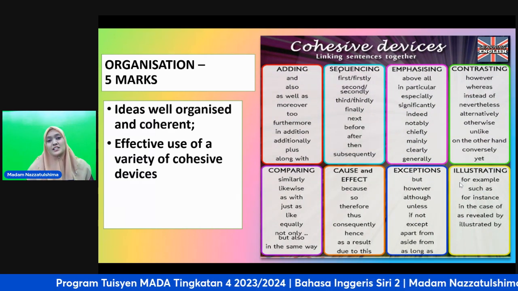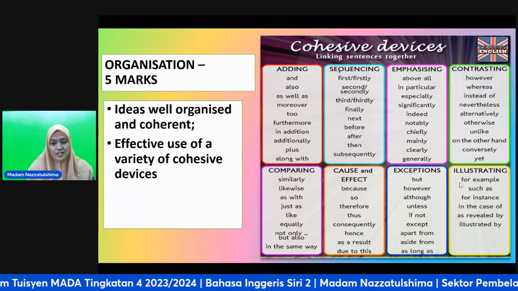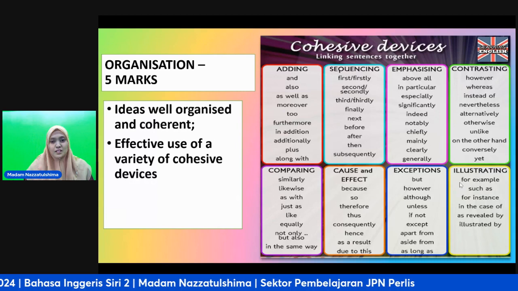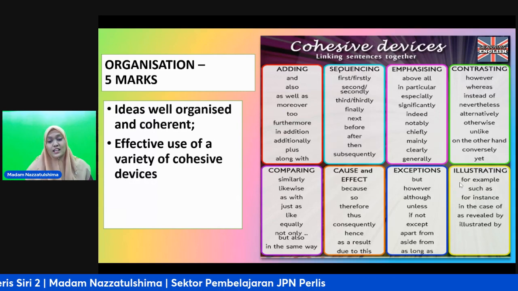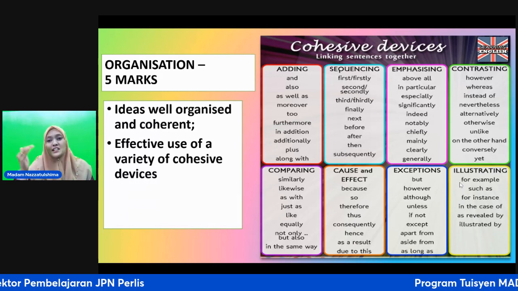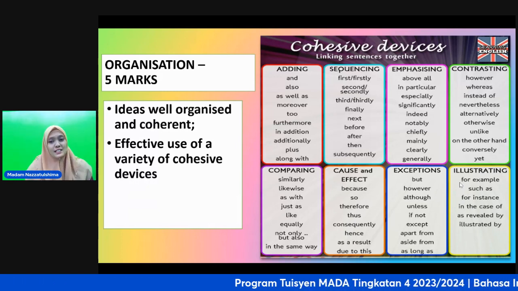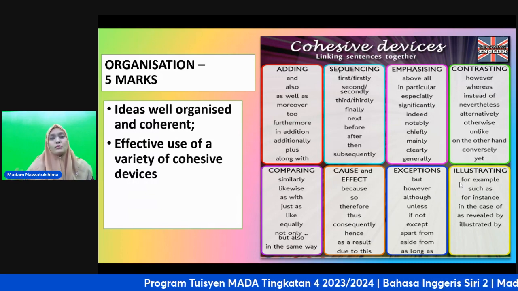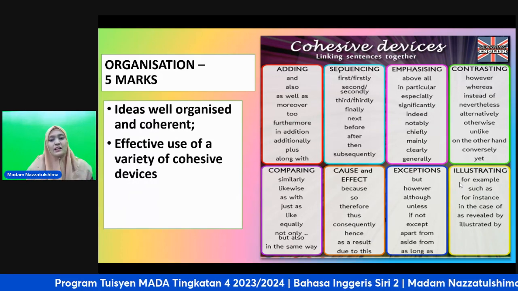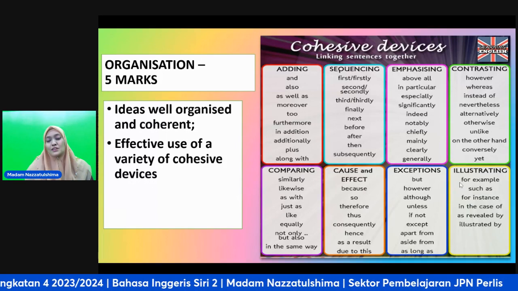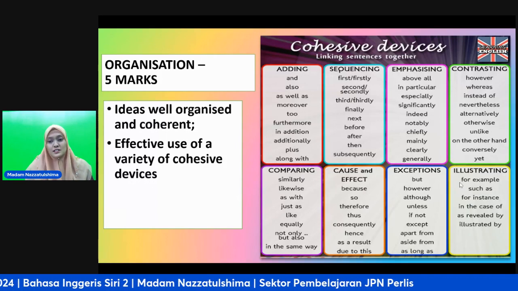In your essay when you want to add some points, or when you are supposed to arrange something according to the sequence. So this is about the process, so you may have the sequencing cohesive devices. And then if you want to emphasize something, you want to contrast, you want to compare, cause and effect, exceptions, and illustrating where you give some examples.